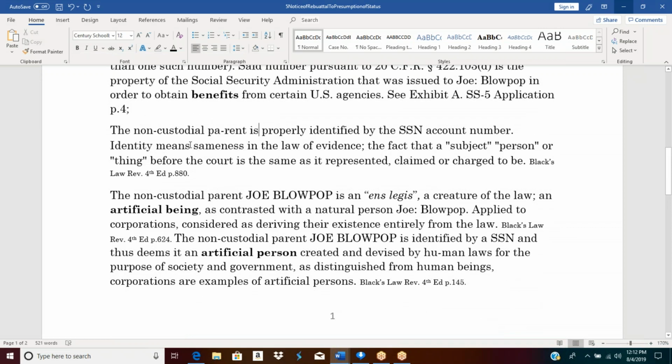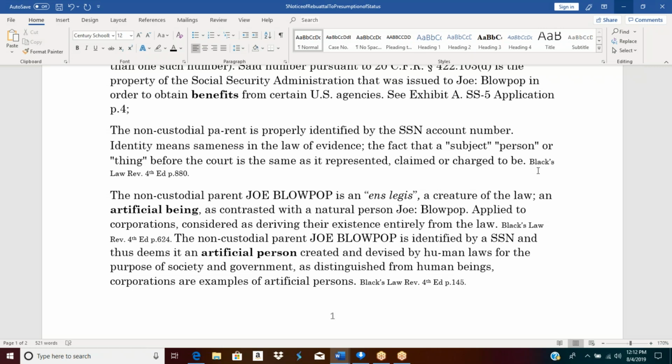Identity means the sameness in law or evidence. The fact that a subject, person, or thing before the court is the same as it is represented, claimed, or charged to be. So what this means is, brothers and sisters, when you walk into that Title IV-D hearing, they're automatically identifying you as the non-custodial parent. You want to notify them before you get there that you are not.